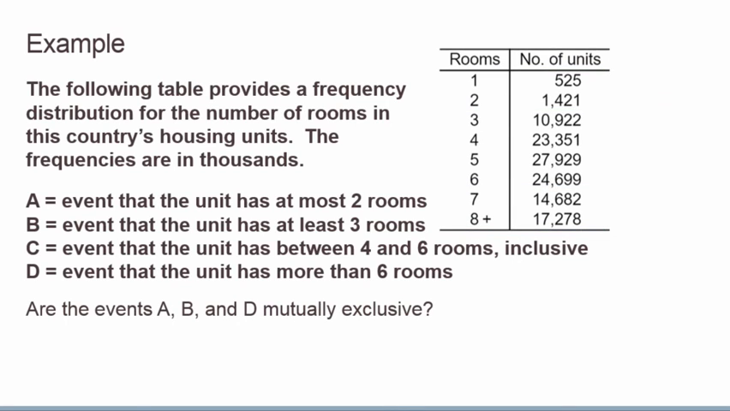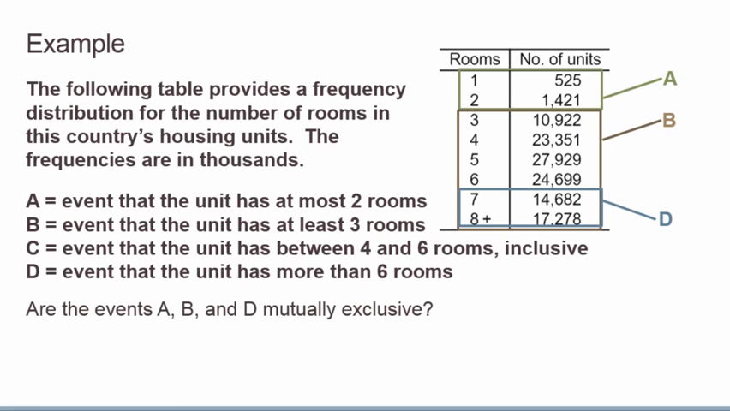Continuing, are the events A, B, and D mutually exclusive? Event A at most 2 rooms. Event B at least 3 rooms. Event D more than 6 rooms. A and B have nothing in common. A and D have nothing in common. However, B and D share 7 and 8+ rooms. Are the events A, B, and D mutually exclusive? No.